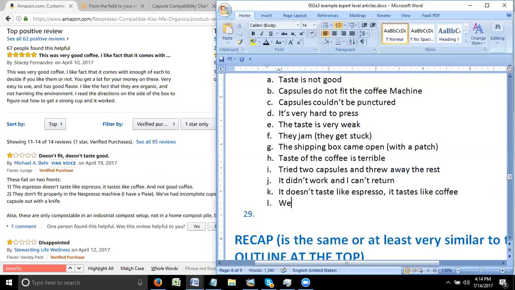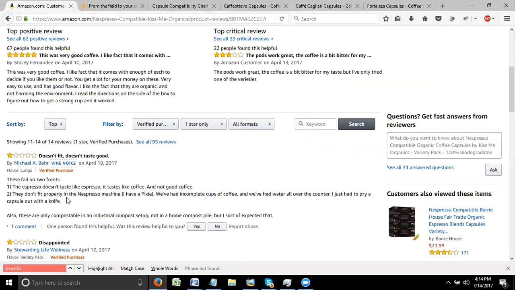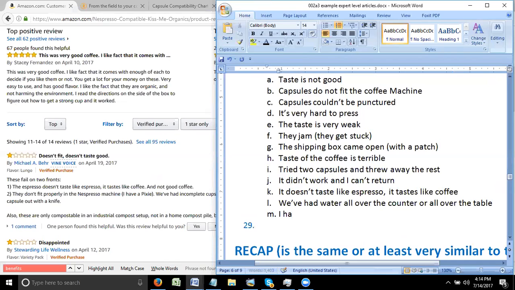Okay, we've had water all over the counter, or all over the table. Oh my goodness, I had to pry a capsule with a knife.